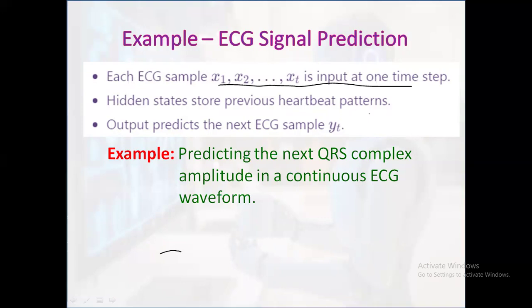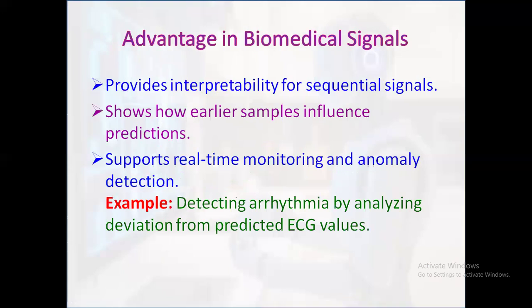How are we going to predict the next ECG values? The output predicts the next ECG signal value, enabling real-time monitoring. This is given by the formula y_t. So it predicts the next QRS complex amplitude in a continuous ECG waveform. And now the applications and advantages in biomedical signals. This has main advantages in biomedical signals.